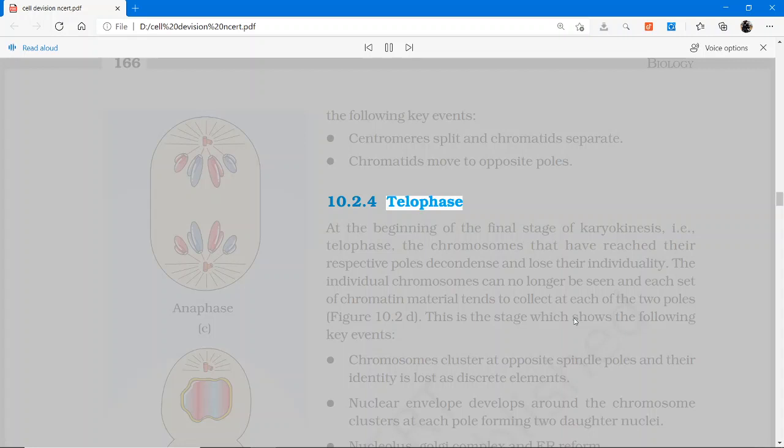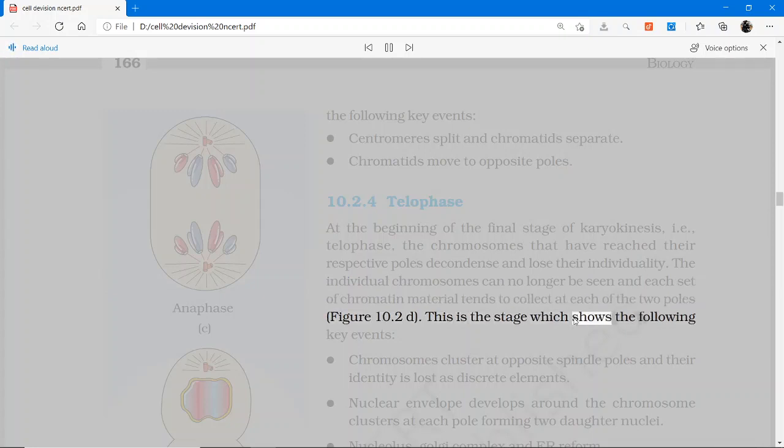10.2.4 Telophase. At the beginning of the final stage of karyokinesis, i.e., telophase, the chromosomes that have reached their respective poles decondense and lose their individuality. The individual chromosomes can no longer be seen and each set of chromatin material tends to collect at each of the two poles, figure 10.2d.